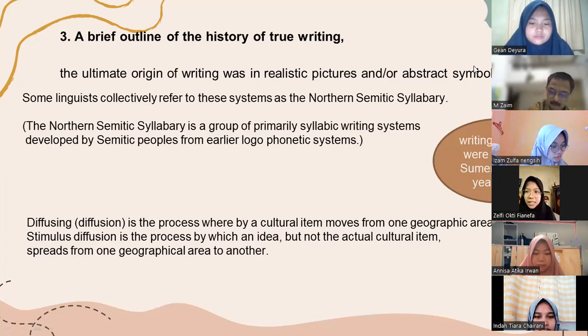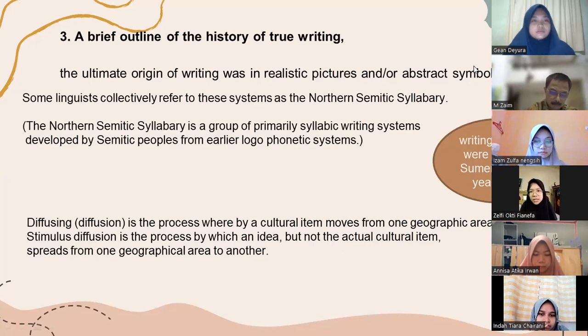For instance, beginning in the middle of the second millennium BCE, Semitic peoples such as the Ugaritians, the Phoenicians, and the Hebrews developed Egyptian logophonetic writing into various syllabic systems. Some linguists collectively refer to these systems as the Northern Semitic syllabary. The Northern Semitic syllabary is a group of primarily syllabic writing systems developed by Semitic peoples from earlier logophonetic systems.